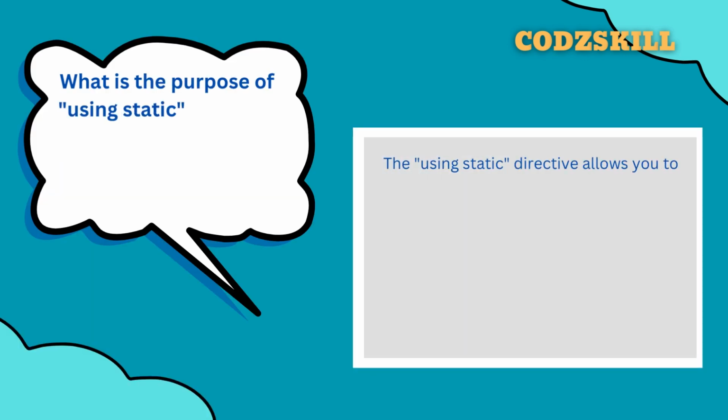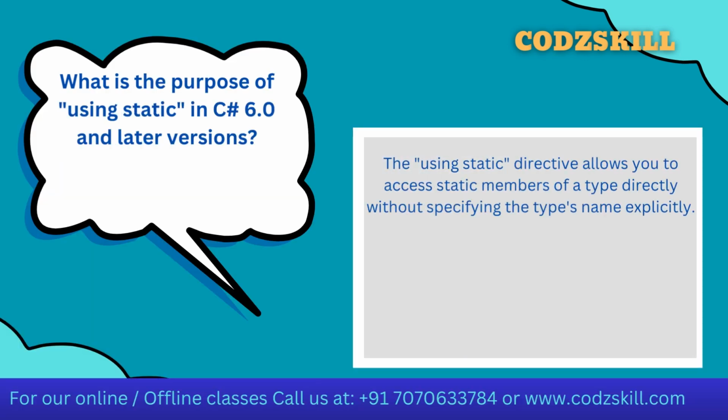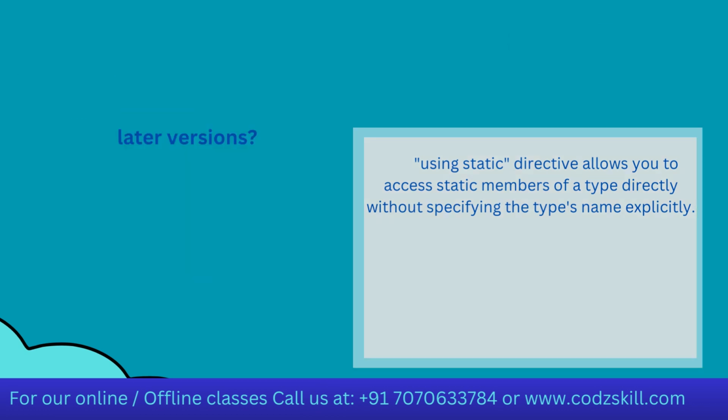18. What is the purpose of using static in C# 6.0 and later versions? The using static directive allows you to access static members of a type directly without specifying the type's name explicitly.